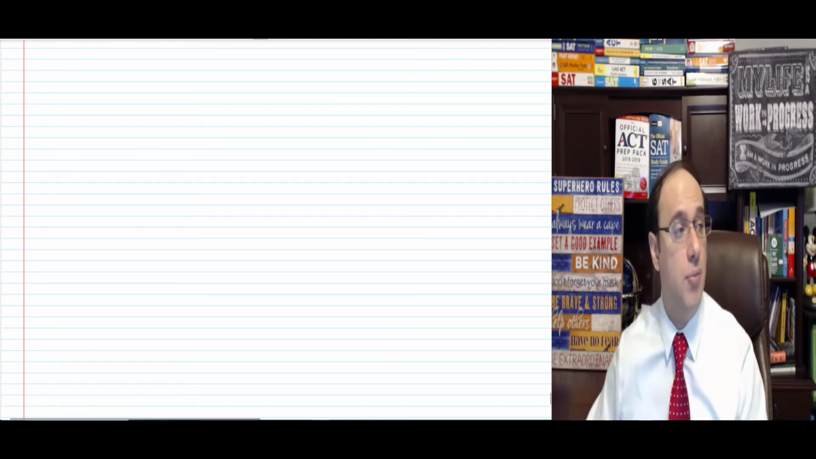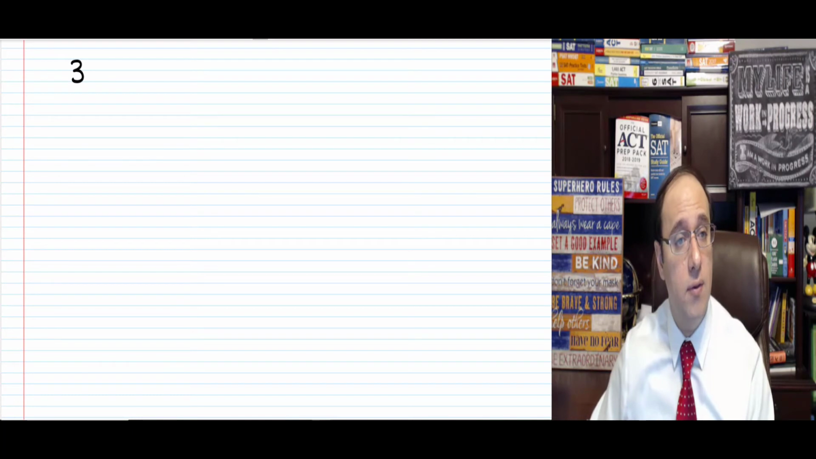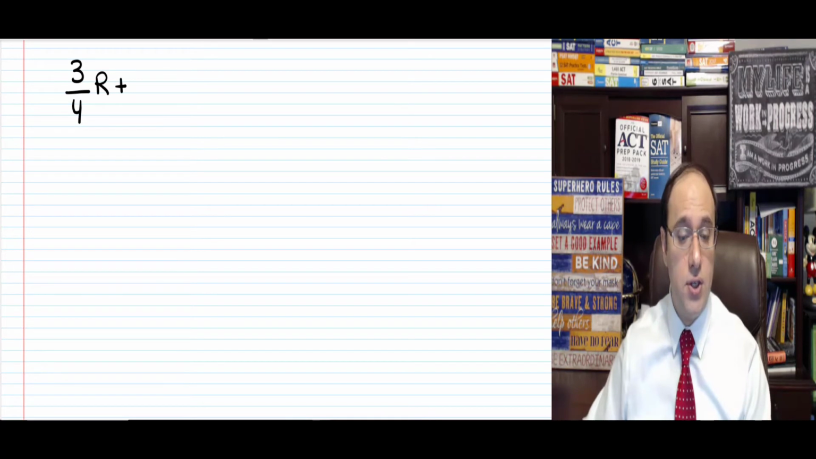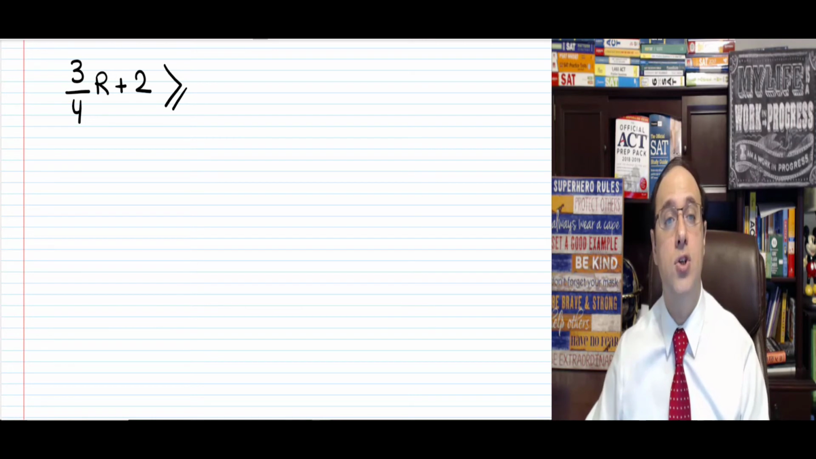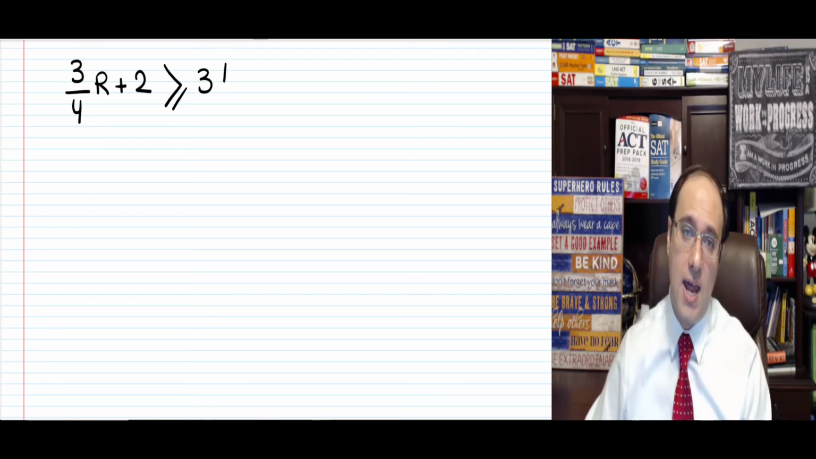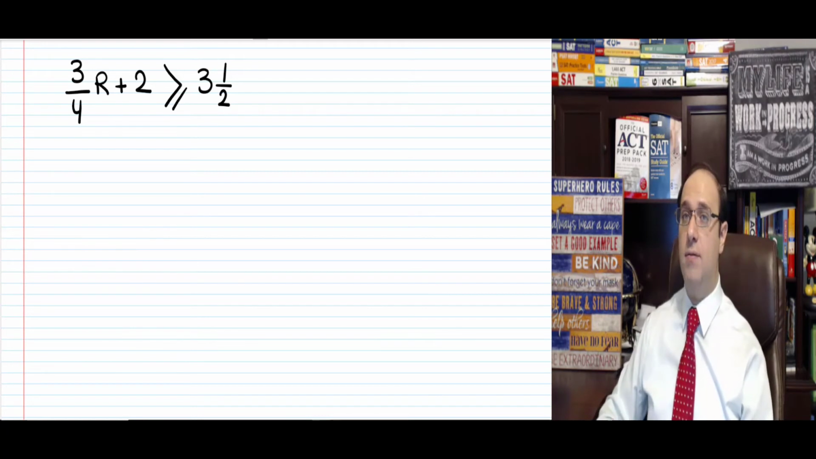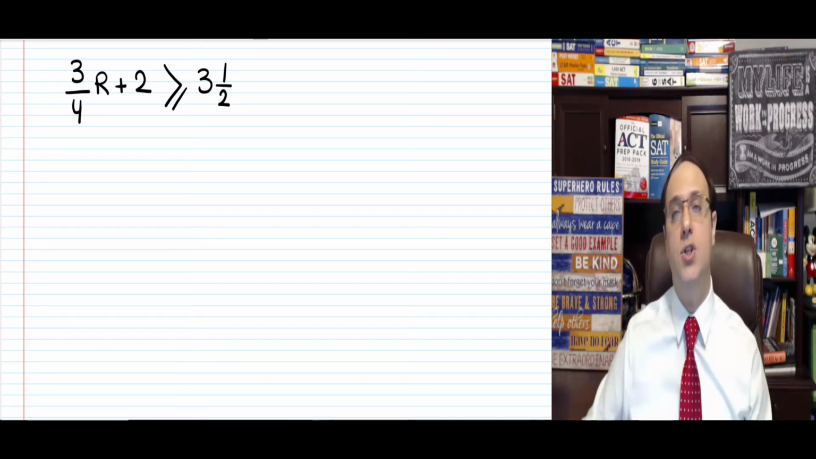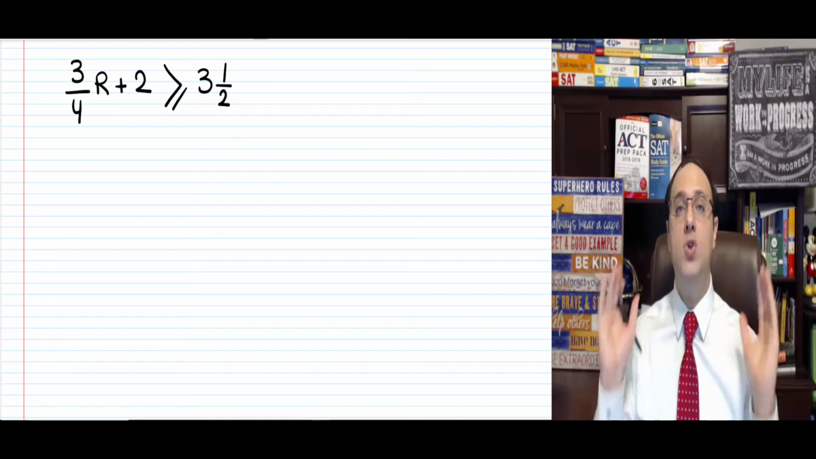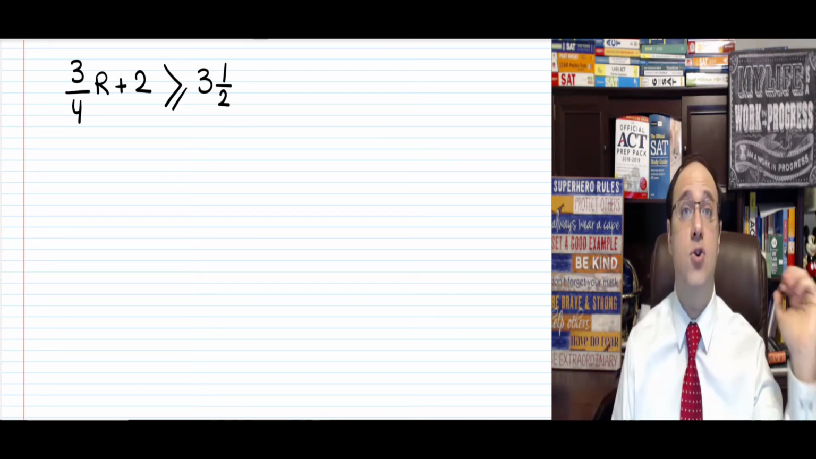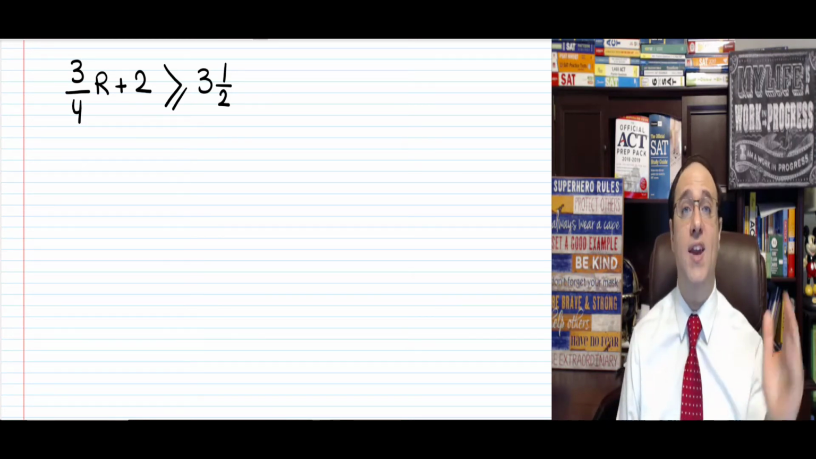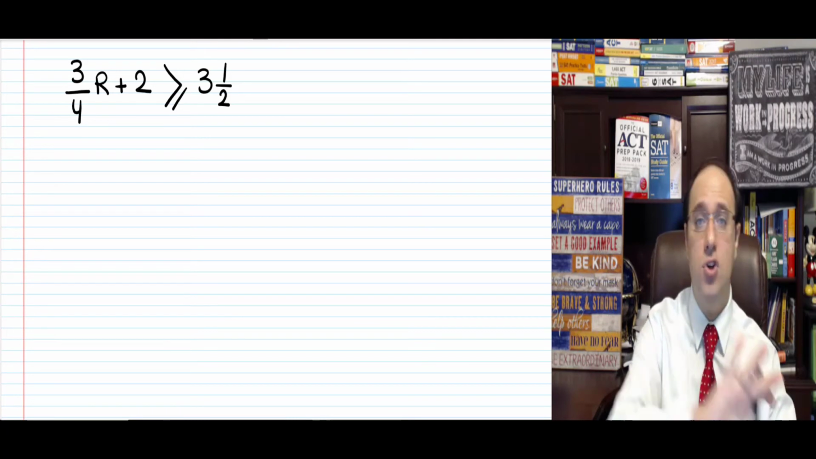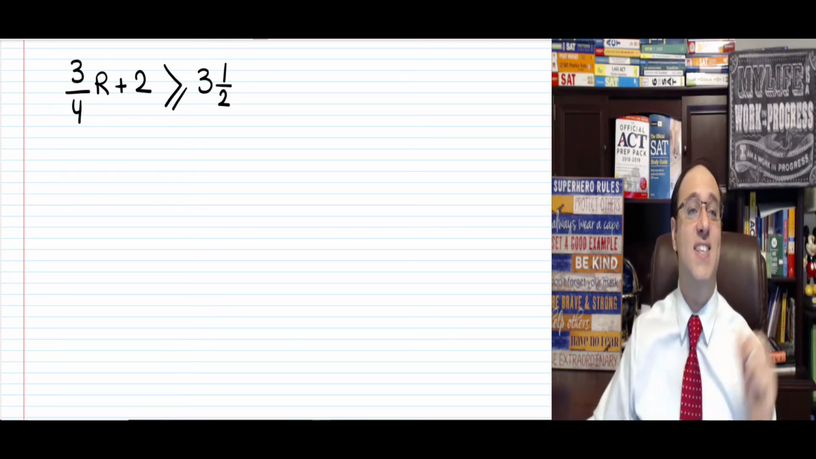What if I have something like this? 3 over 4 r plus 2 is greater than or equal to 3 and 1 over 2, 3.5. Now, looks a little bit complicated. Let's do this. First of all, you always want your variables on the left. Your x's, your y's, your a's, your b's, your r's on the left, and your numbers on the right. And here we only have r on the left, no r's on the right. It's a better question. It's easier.